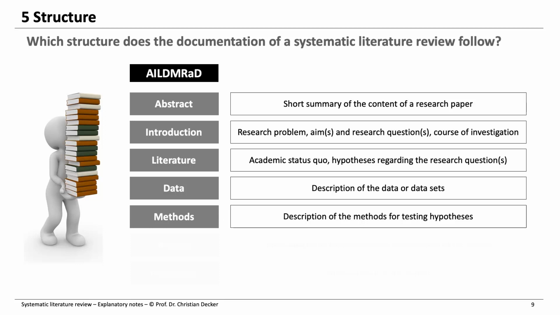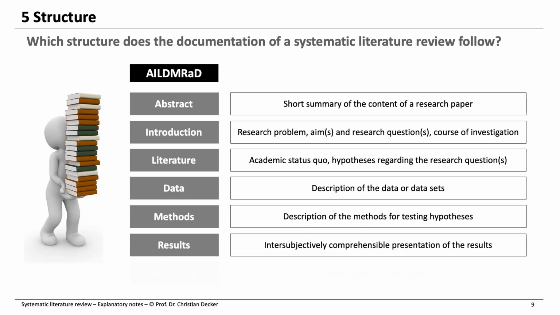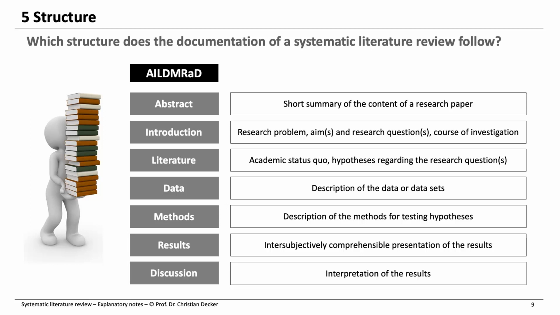to test the hypotheses. The chapter results serves as an unbiased presentation of the findings without an interpretation. The chapter discussion is a summary of the research project encompassing an interpretation of the results, a critical acclaim, and an outlook.